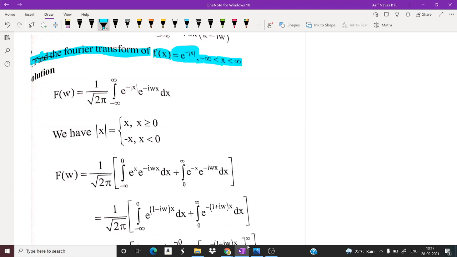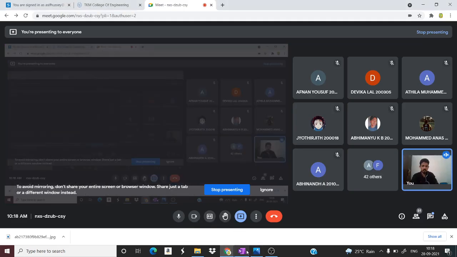So now we are integrating this. F(ω) is equal to 1 by root 2π integral from minus infinity to infinity. Here f(x) is e raised to minus mod x into e raised to minus iωx. And we know that the value of mod x is x if x is greater than 0. If x is positive, then the value of mod x is x itself. For example, 7 is greater than 0, then mod 7 is 7. And what will be mod x if x is less than 0? Anybody? If x is less than 0, what is the value of mod x?